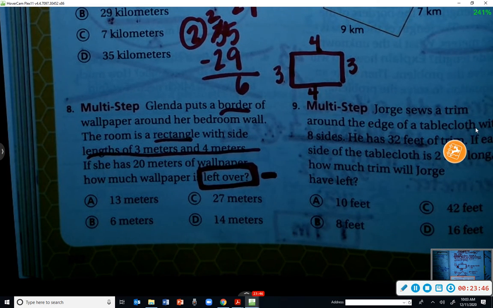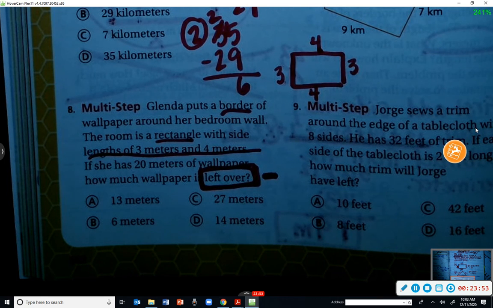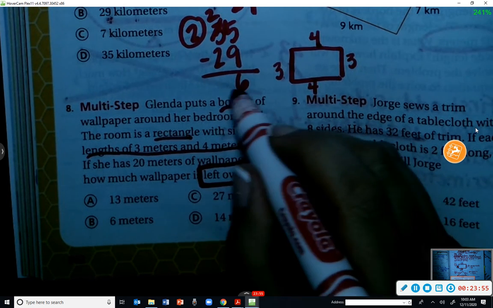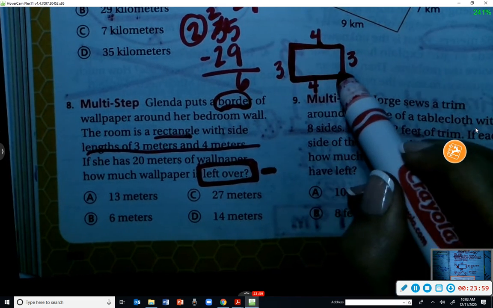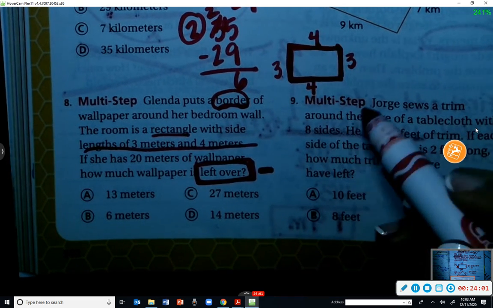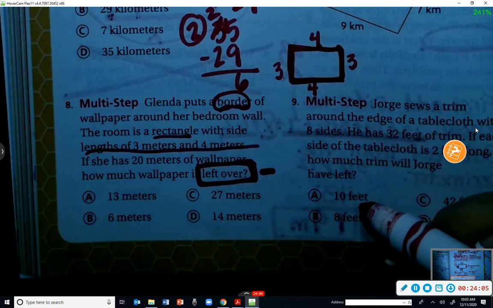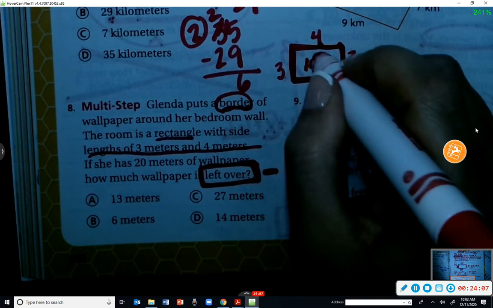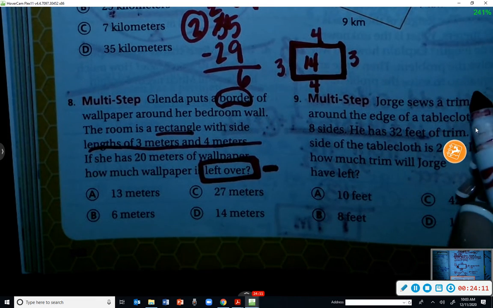So you would add. So I'm going to add all those up. I need to find the perimeter, right? I need to figure out how much border. So that means I need to add all the sides. What's 4 plus 4? 8. 8 plus 6? 14. Okay, so the perimeter is 14.